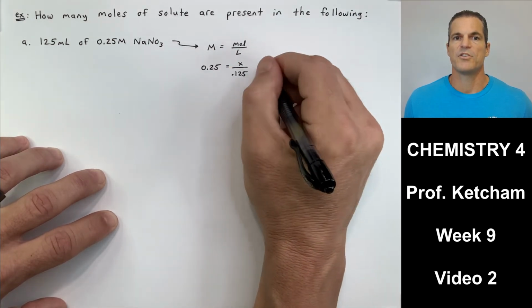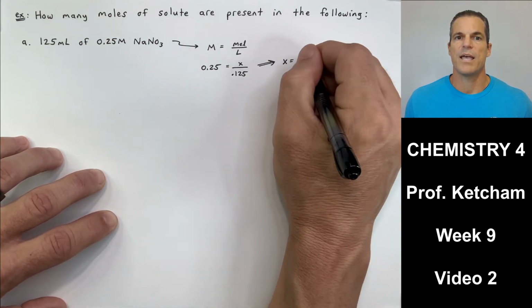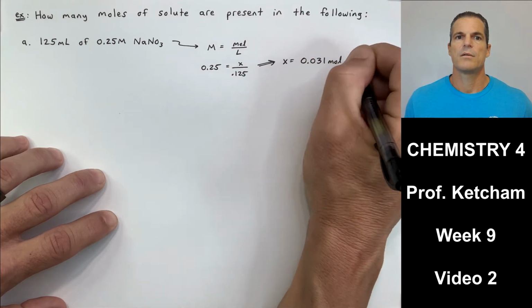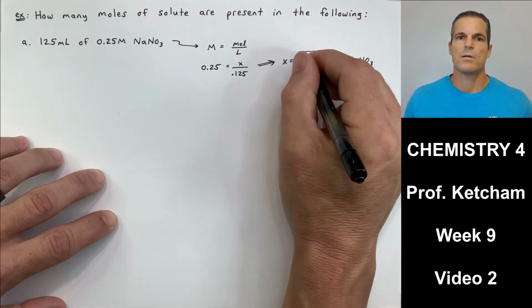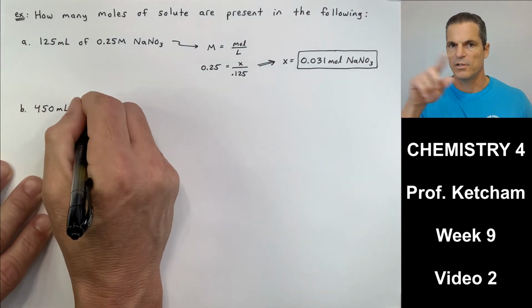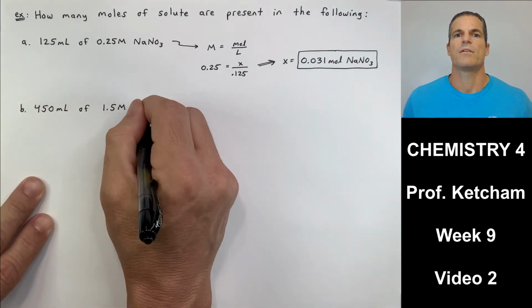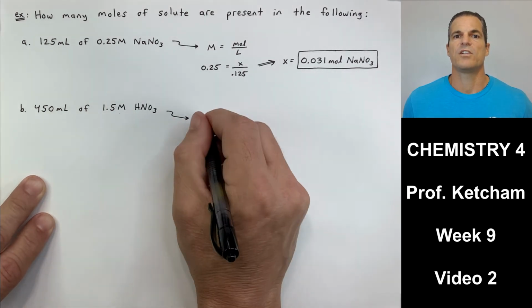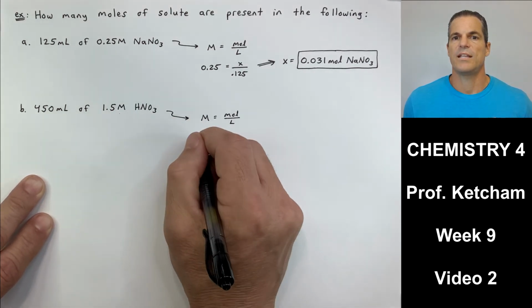Well, let's start by writing the generality. Molar, big M, is equal to a mole per liter. That means 0.25 equals X over 0.125. If I cross multiply and set them equal, I can put a little 1 underneath the 0.25, and I get a value for X of 0.031 moles NaNO3.